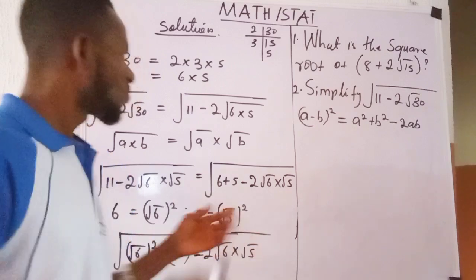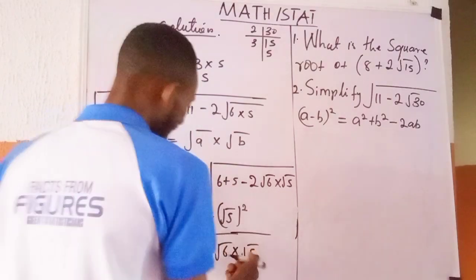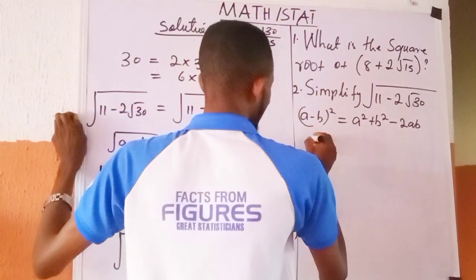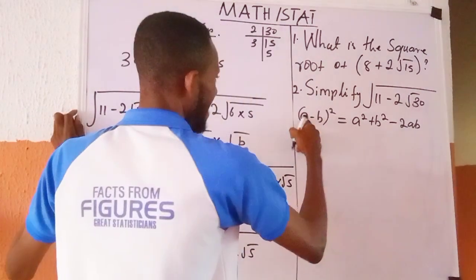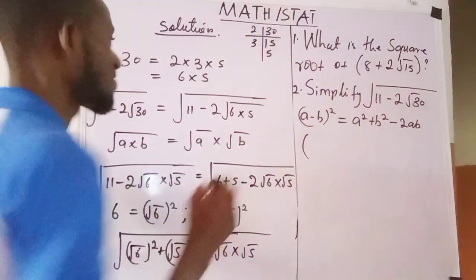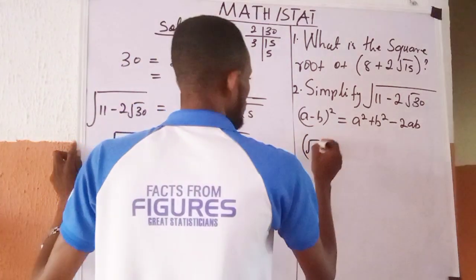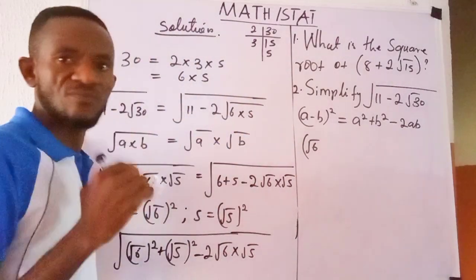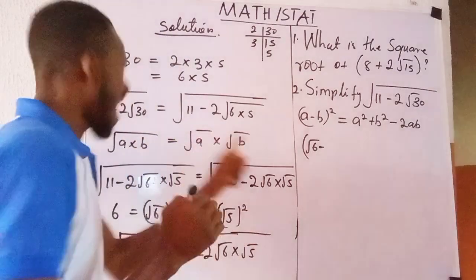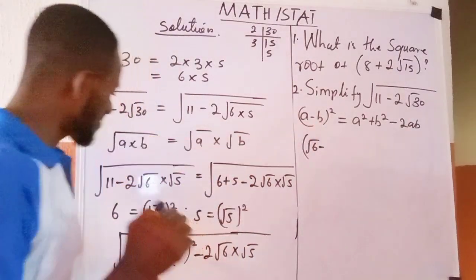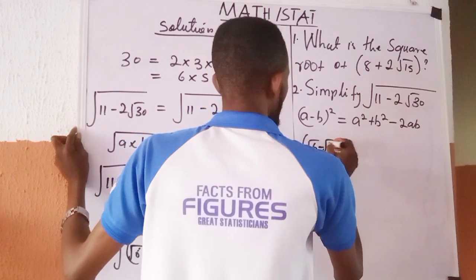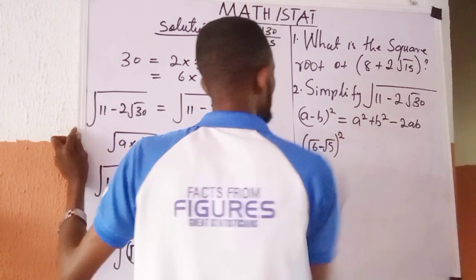So it implies that what I have under this square root can be written as, open a bracket, here is my A. I am looking at A as if to say it were root 6. So I have root 6, minus. Here is B, and I'm looking at B as if to say it were root 5. So here is root 5. So I will now say this is raised to power 2.